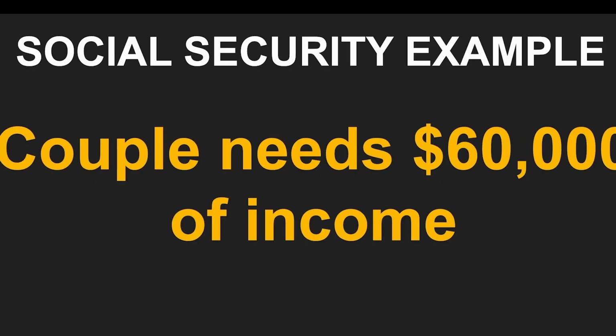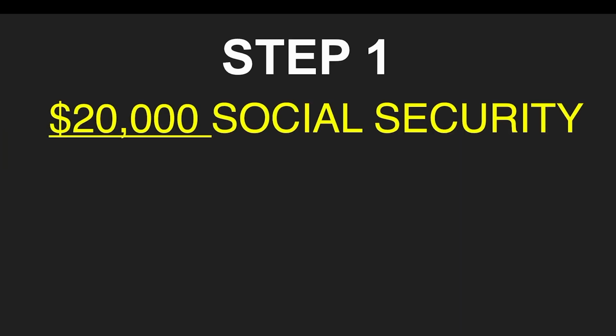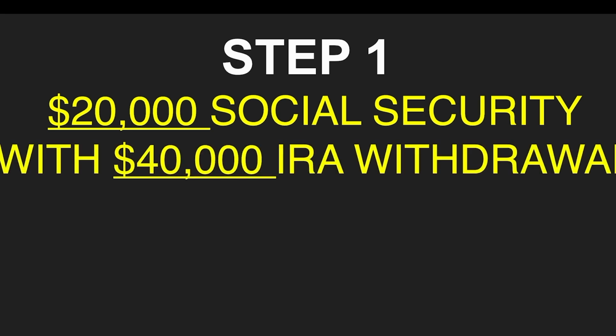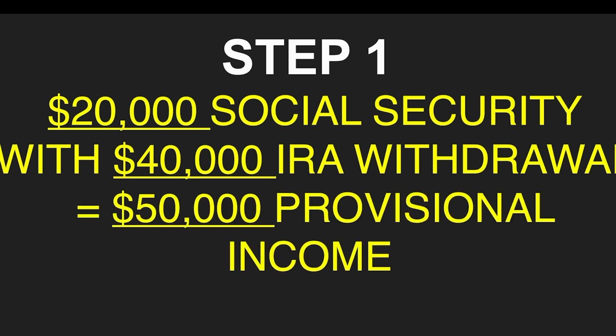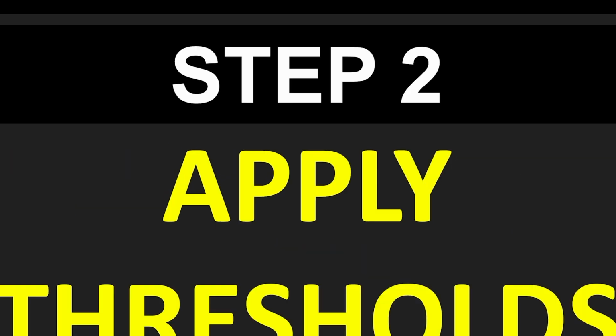But let's say, for example, a couple needs $60,000 of income in retirement, and they have $20,000 of Social Security to meet that. And then they have another $40,000 that they can take out of their IRA, and that's the $60,000 they need. Well, in the provisional income formula world, that actually equals $50,000 of provisional income. Only 50 because we take half of the Social Security, which is $10,000, and add that to the 40. So now that we have this provisional income number of $50,000, there's another step.